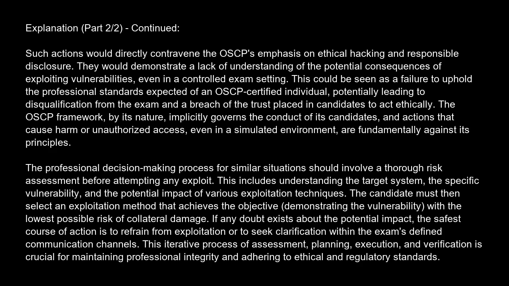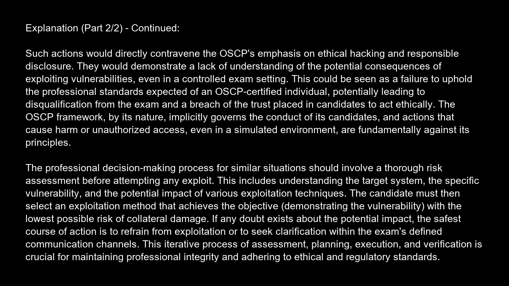This could be seen as a failure to uphold the professional standards expected of an OSCP-certified individual, potentially leading to disqualification from the exam, and a breach of the trust placed in candidates to act ethically. The OSCP framework, by its nature, implicitly governs the conduct of its candidates, and actions that cause harm or unauthorized access, even in a simulated environment, are fundamentally against its principles.